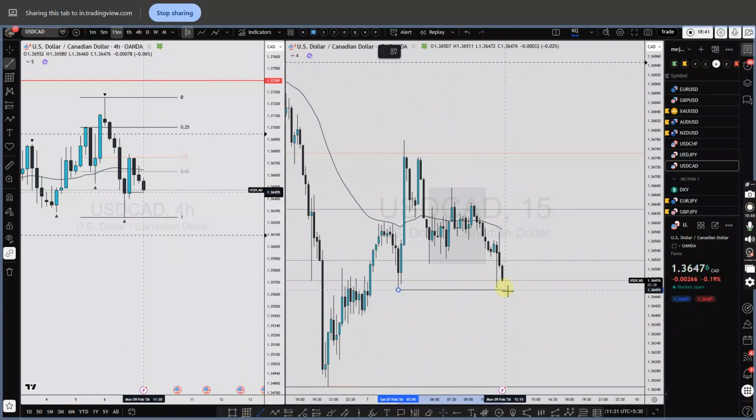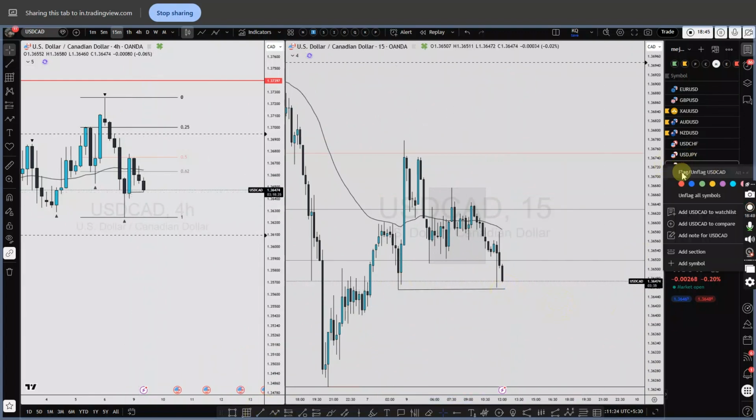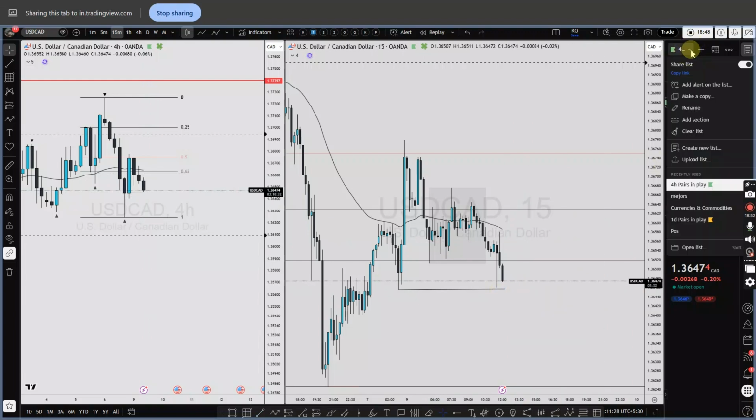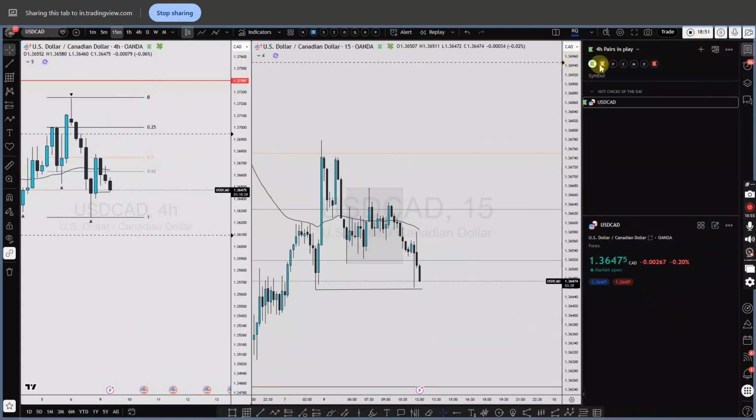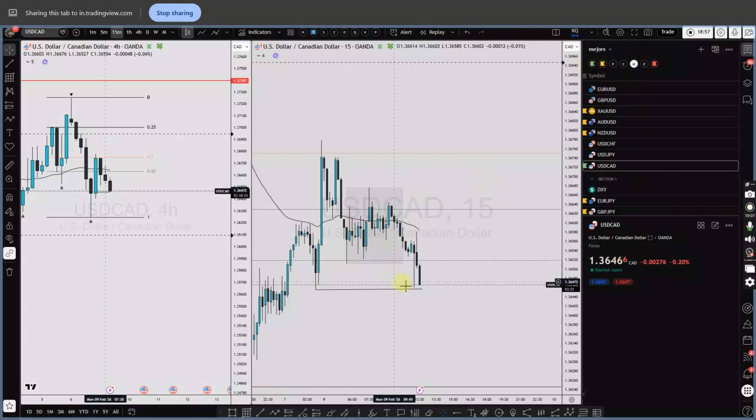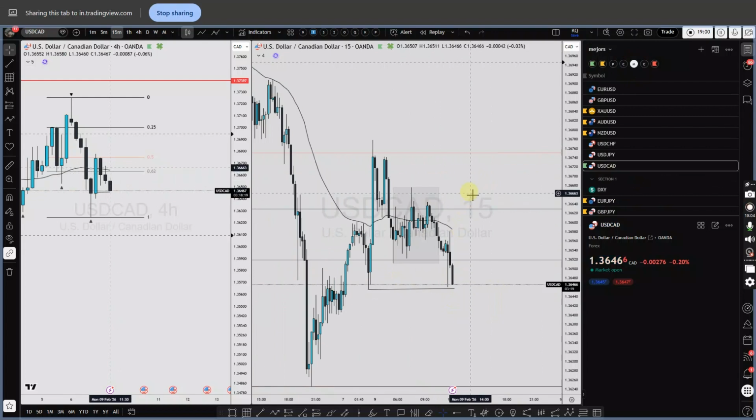I'm going to wait for this breakout structure. This is something I'm going to add into my watch list. Yep, I'm going to add USD CAD in my watch list because after this breakout structure, we can wait for a corrective phase up and start looking for shorts towards this low.